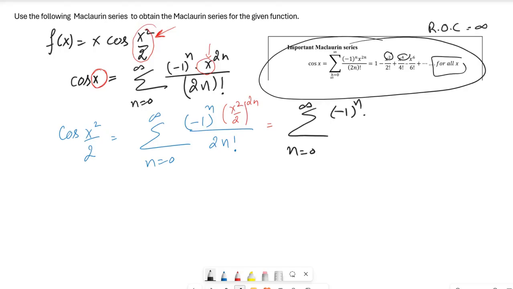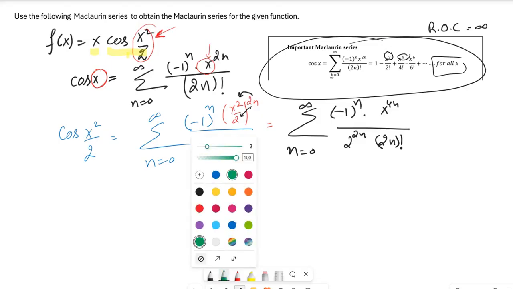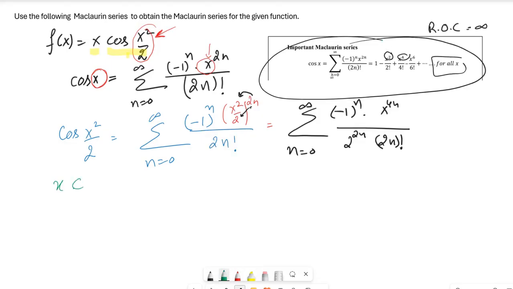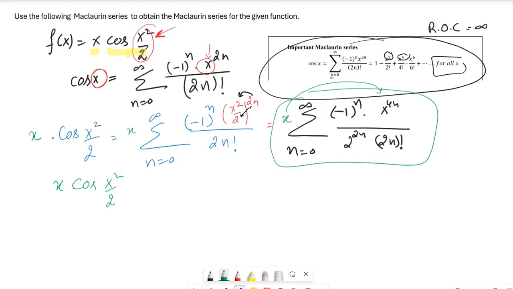Let's write it one more time. Negative 1 power n. This 2n power goes inside, becomes x to the power 4n, divided by 2n power goes for 2 also, which is 2 to the power 2n in the denominator, times 2n factorial. But we don't only want cosine x squared by 2, we also want to multiply it by x. So I'm going to multiply by x on both sides. Now I need to take this x multiplied inside.